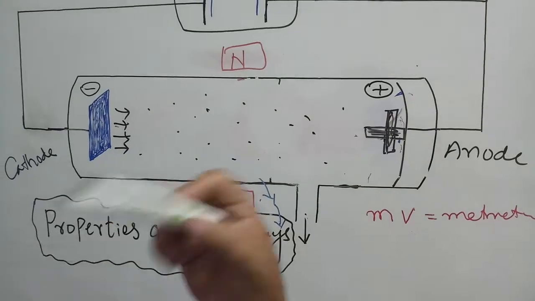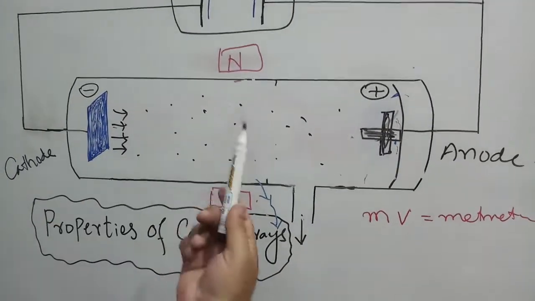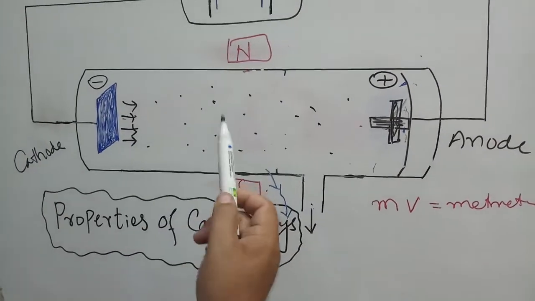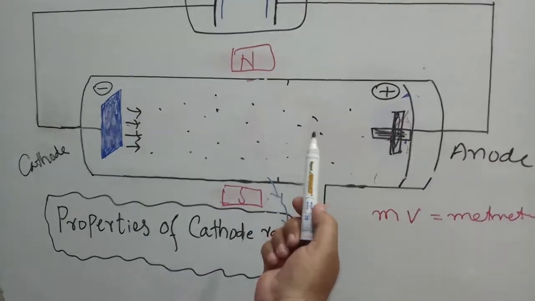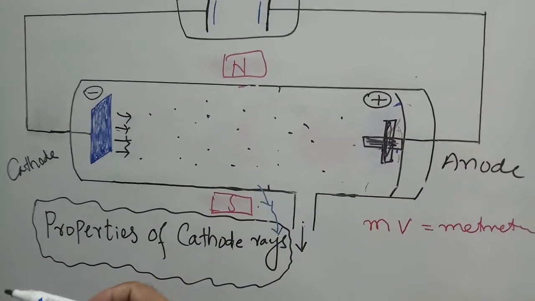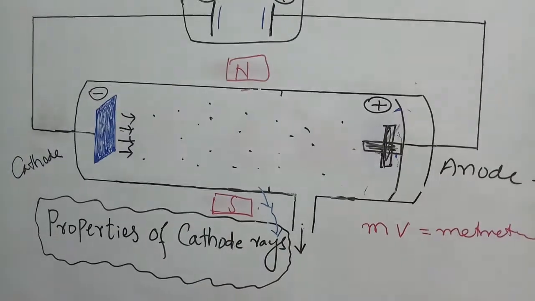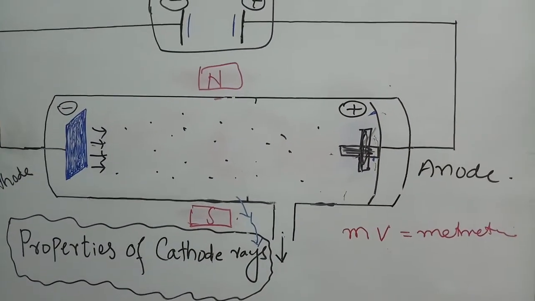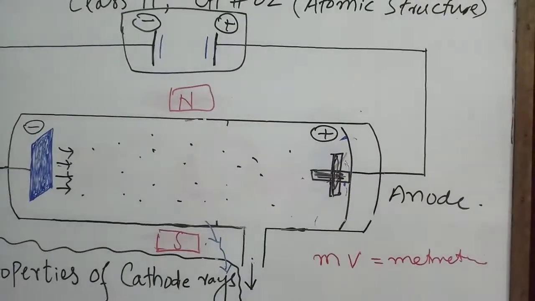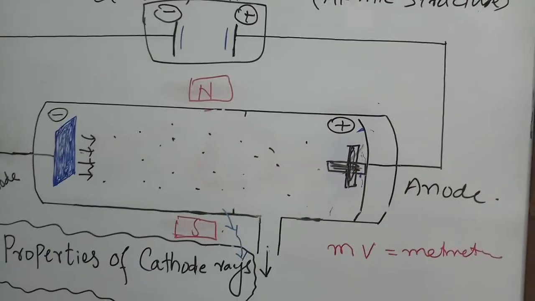Gas consists of molecules. Molecules consist of atoms. Atoms have electrons, and these electrons are knocked out, and the gas becomes ionized. So cathode rays can ionize the gas. This was something about the properties of the cathode rays.